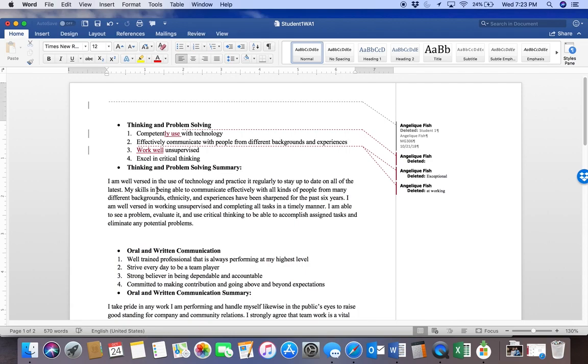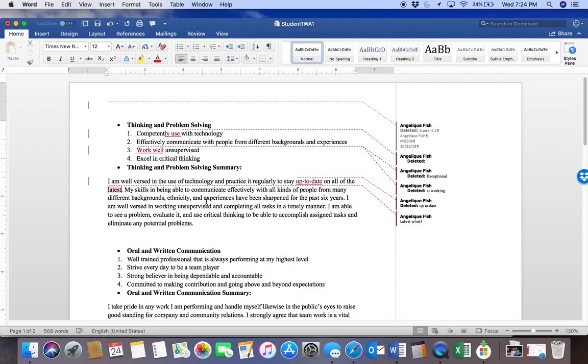Alright, I am well versed in the use of technology and practice it regularly to stay up to date on all of the latest. Latest what? Latest is an adjective, so what is latest describing? Up to date, we're using it as one word, so technically it should be hyphenated, like up-to-date. But you can also just use the word current.